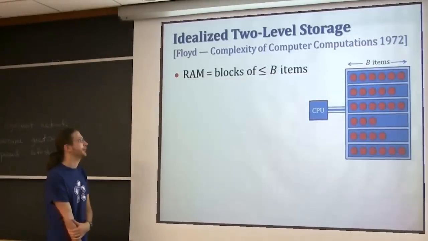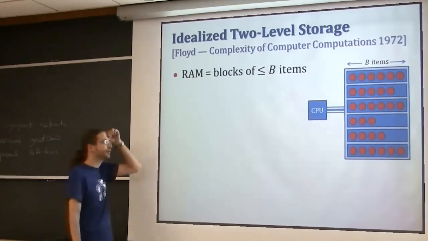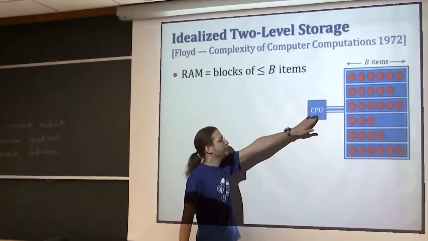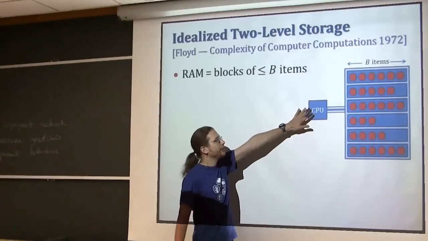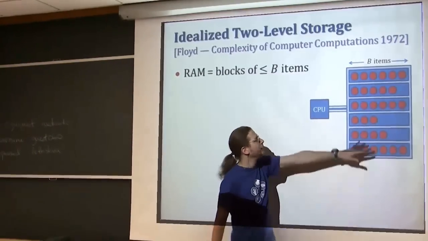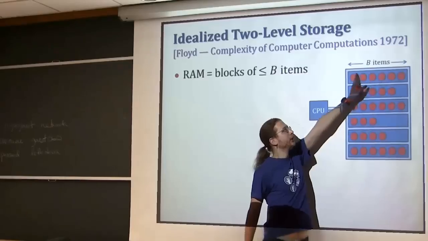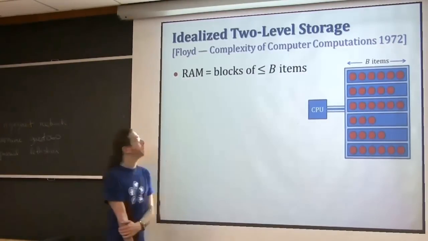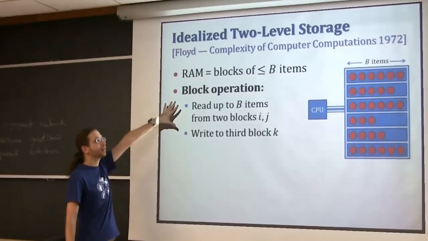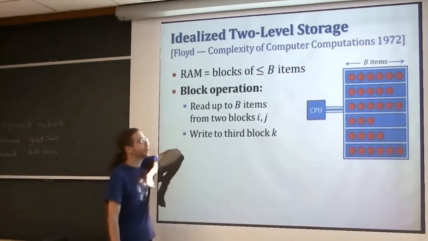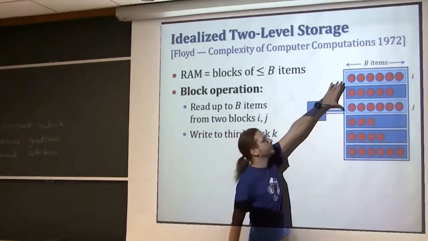And this is why they wrote their paper. So here's the model they introduced. Very simple model, maybe the simplest we'll see. You have your CPU, which can do local computation. And then you have your memory, which is very big. But in particular, it's divided into these blocks of size B. So each block can have up to B items. And what you're allowed to do in one block operation is read 2 of the blocks. You can read all the items in the block. So let's say you read these 2 items.